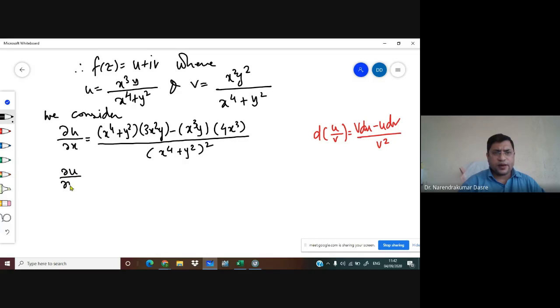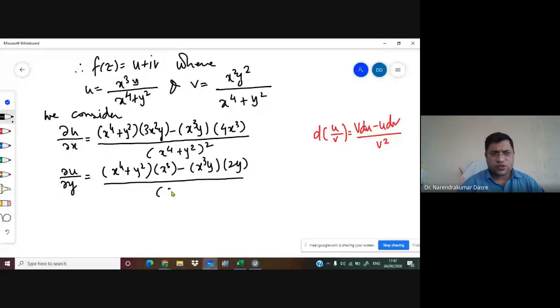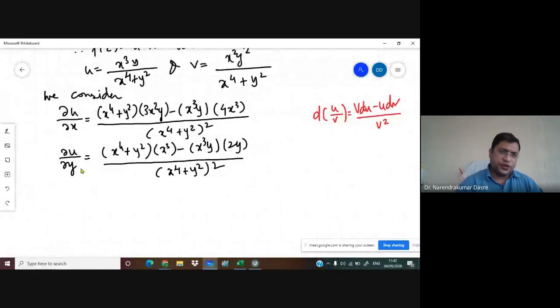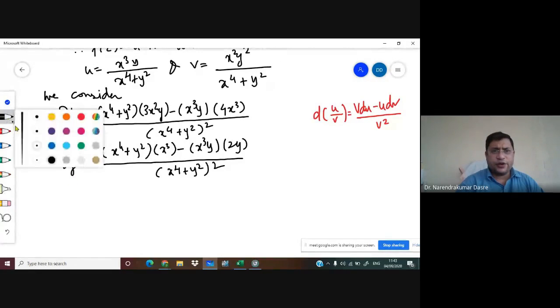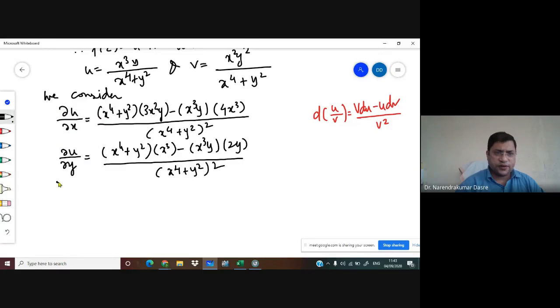Now we calculate the derivative of u with respect to y. So with respect to y, we have to calculate x raised to 4 plus y square, and this term will be x cube, minus x cube y, and this is 2y, upon x raised to 4 plus y square bracket square. Now here we have calculated the derivative of u with respect to x and y. Let us calculate the derivative of v with respect to x and y.